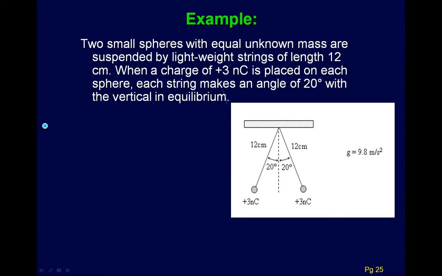Here's an example we started in class. I wanted to go through this. Again, I had advertised this as being sort of a 131 problem in disguise. We're given two small spheres, each of 3 nanocoulombs, and when they hang from strings with gravity acting straight down, they come out to these angles, 20 degrees. The strings have a length of 12 centimeters, and what you're looking for is the mass of these two spheres.